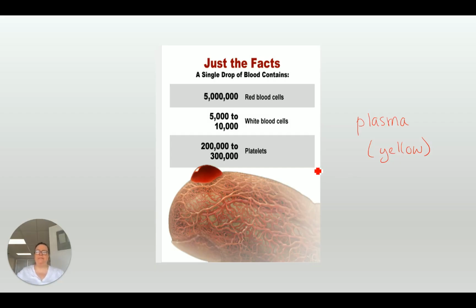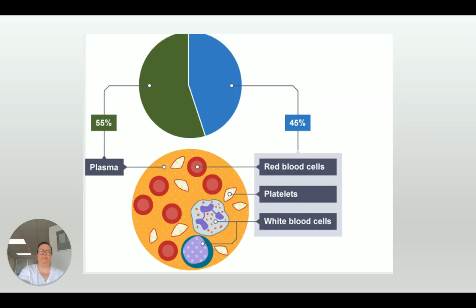So we've got plasma, which is the liquid part of the blood. And then swimming in that plasma, we've got red blood cells, white blood cells, and platelets. So let's have a look. Roughly 55% of your blood is plasma, that yellow liquid. And then the other 45% is made up of red blood cells, platelets, and white blood cells.